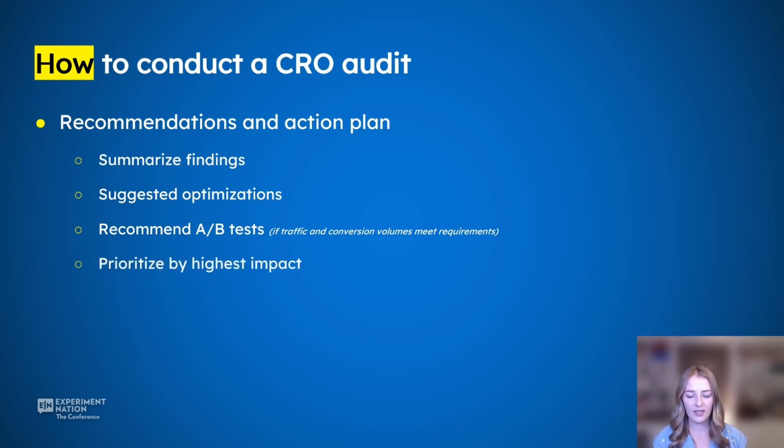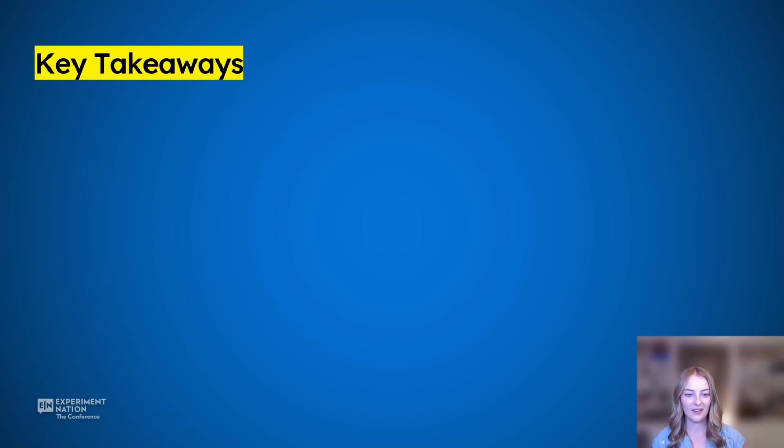Next up, you want to prioritize by the highest impact to the lowest impact. Your recommendations should be prioritized in this manner so that you can hit those low-hanging fruit right off the bat, those high impact changes or tests that will prove the value of CRO, prove the value of the audit, and improve conversion rates quickly. Never a bad thing, right? So hit those high impact changes first, because a lot of the time a CRO audit is that gateway into moving into testing or just optimization in general.